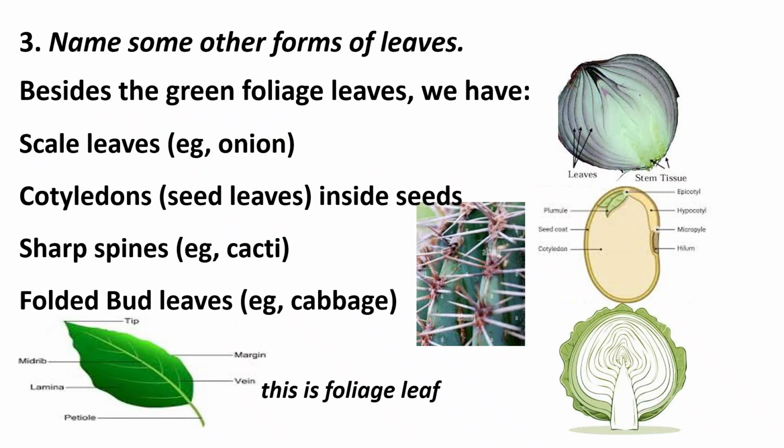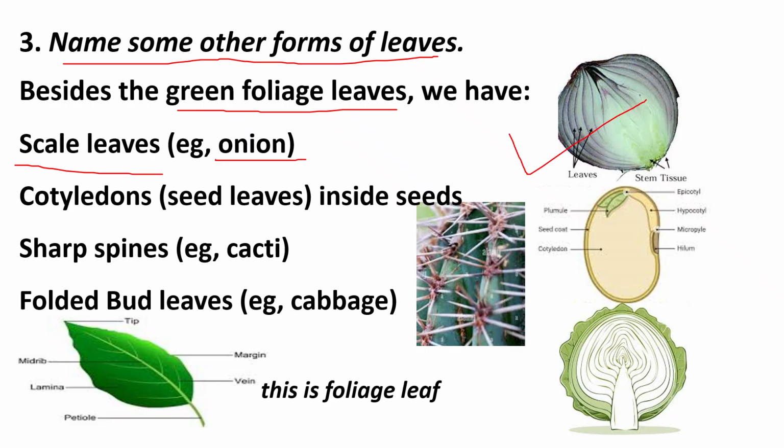Now, question number 3. Name some other forms of leaves. The leaves which we normally see are called foliage leaves. The green leaves normally you see on a tree or a plant are foliage leaves. Other than foliage leaves, you can have scale leaves, for example, onion. In onion, what you eat is scale leaves.